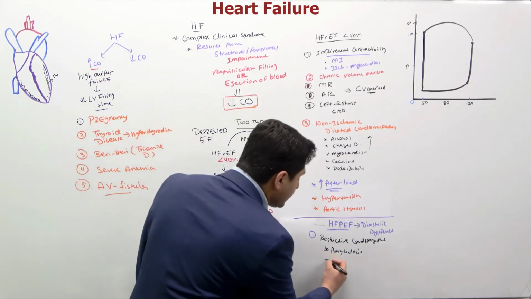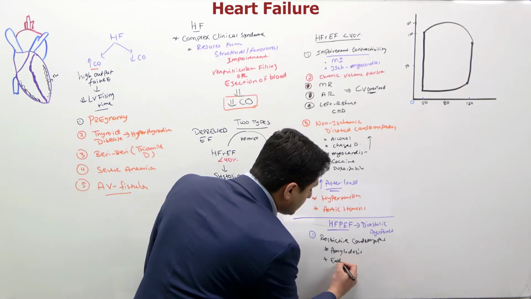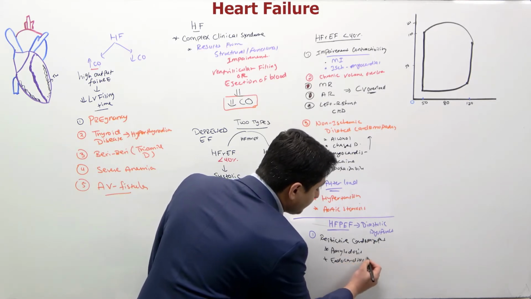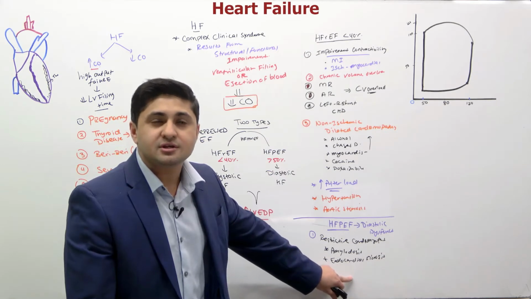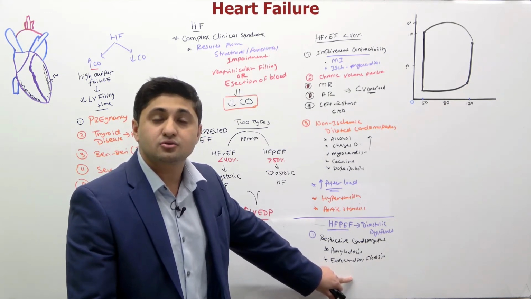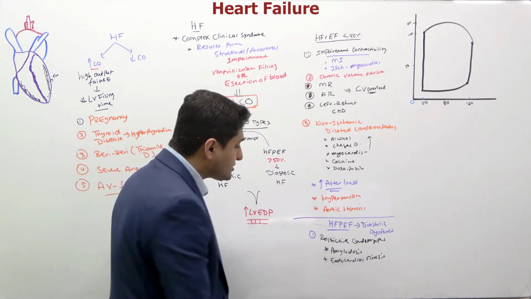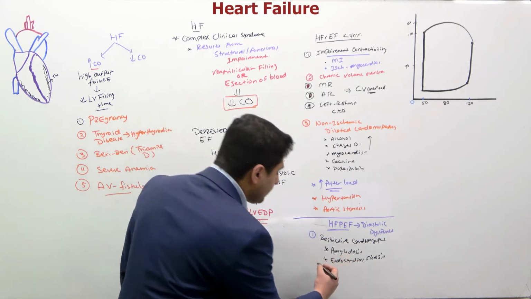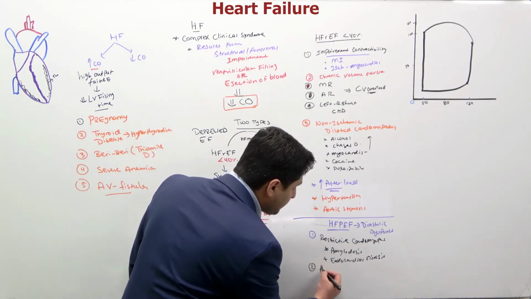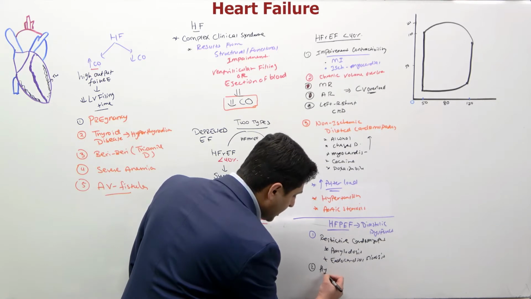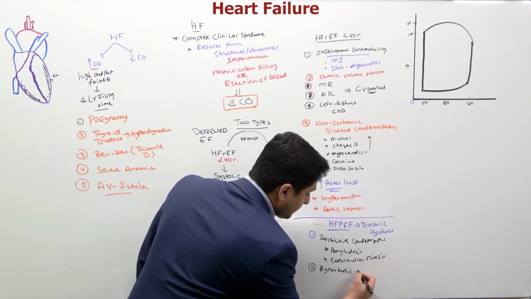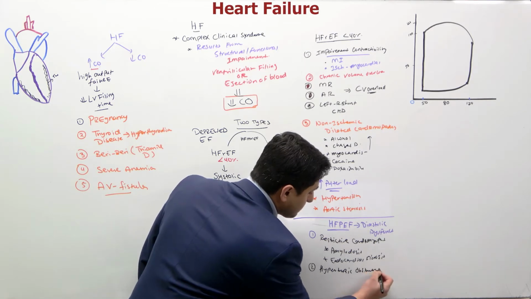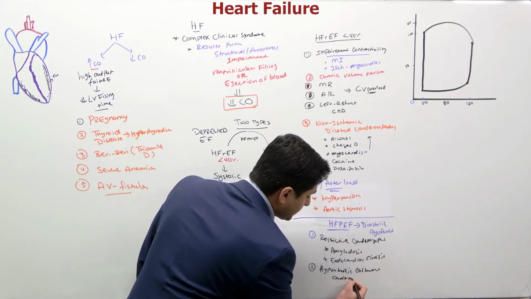Or let's just say there's a condition like endocardial fibrosis. There's a lot of fibrosis, which is most commonly seen in children who are less than 2 years old. So amyloidosis, endocardial fibrosis. Or maybe, for example, I'll write down here, hypertrophic obstructive cardiomyopathy is there, all right?